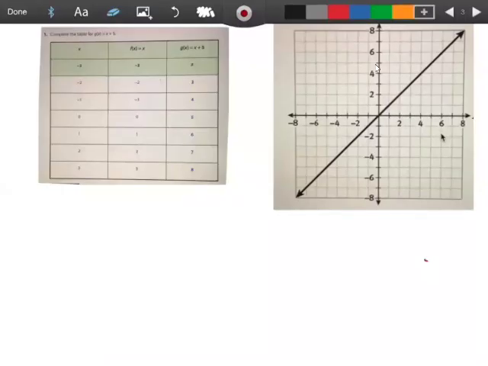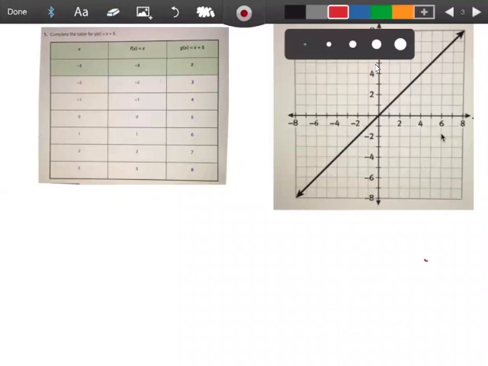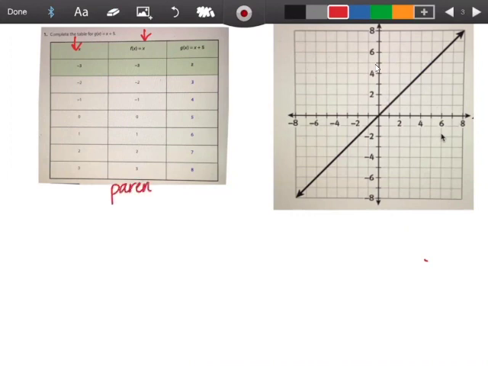All right, so now we are going to take a look at this table that you guys just completed. So the x values here are the given values. Those are the values that we were given, and we substituted them in this x position in order to get the values underneath this column. And then this is called the parent function, right? F of x equals x.